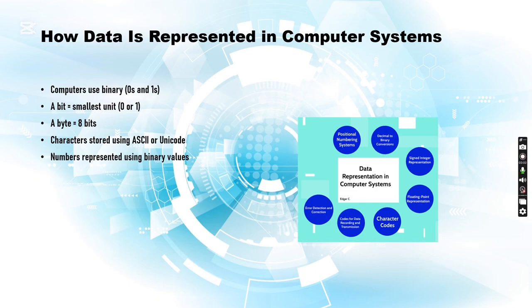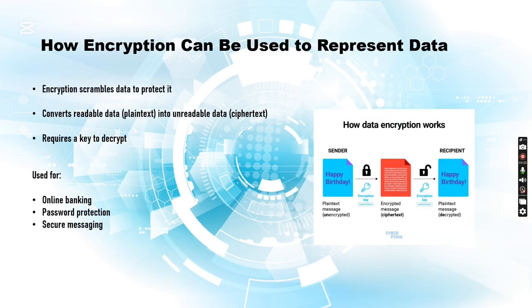How data is represented in computer systems. Computers use binary, 0 and 1. A bit, smallest unit, 0 or 1. A byte, 8 bits. Characters stored using ASCII or Unicode. Numbers represented using binary values.